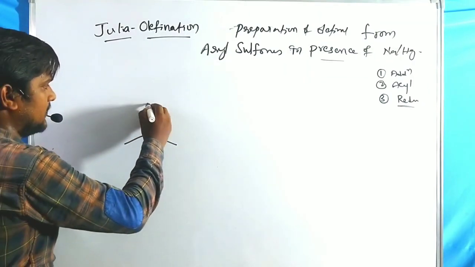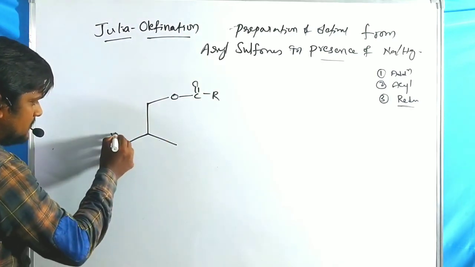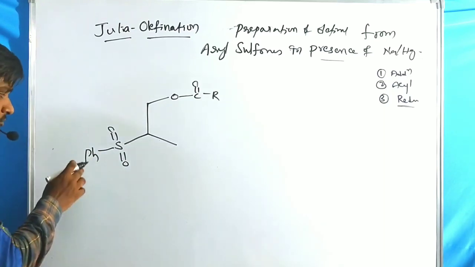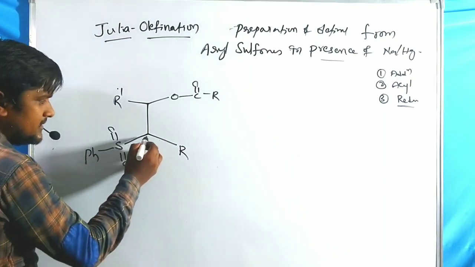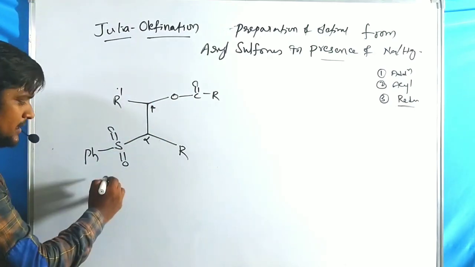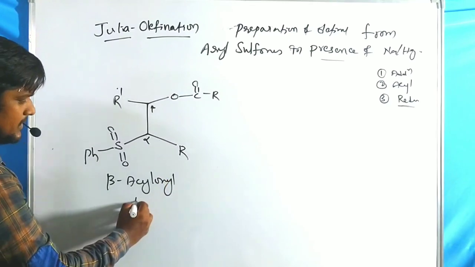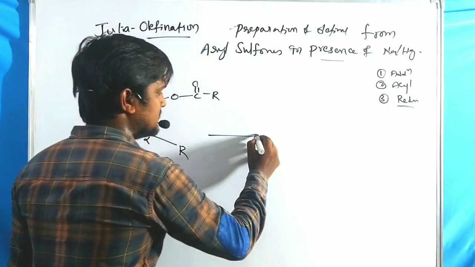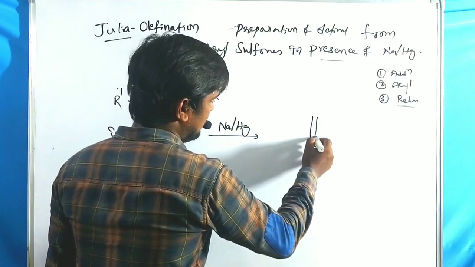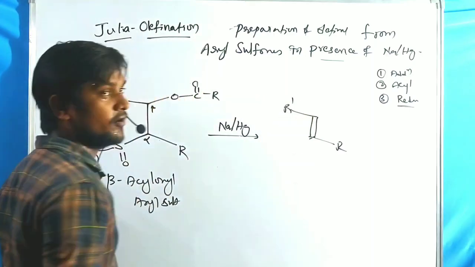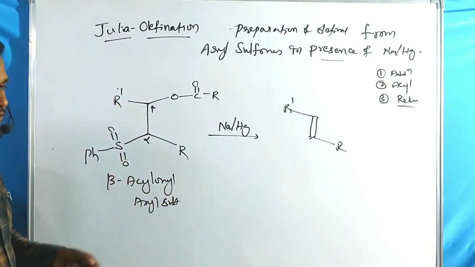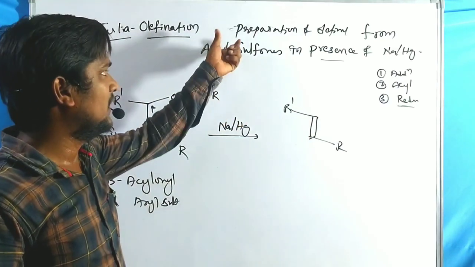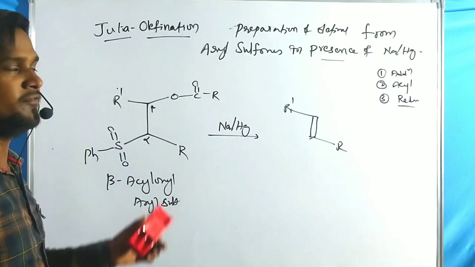So the general representation of Julia olefination is like this. Here this is the sulfone compound which is connected to the aromatic ring, the aryl sulfone with R and R dash. The adjacent position of the sulfone group is alpha, then beta. Beta acyloxy aryl sulfones in presence of sodium mercury convert into olefins. This is our definition, which comes from the very basics of the Julia olefination reaction.